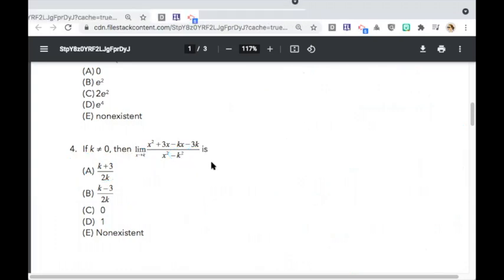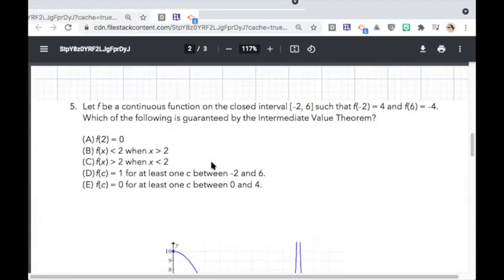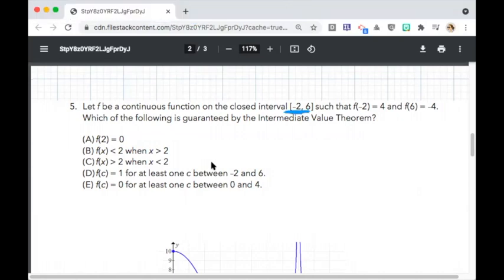All right, so let's look at number 5. It says let f be a continuous function on the closed interval. So we know that it is continuous already. It's already stated. Remember back to algebra 1, such that I plug in a -2, my x, and my output is a 4. I plug in a 6, and out comes a -4.